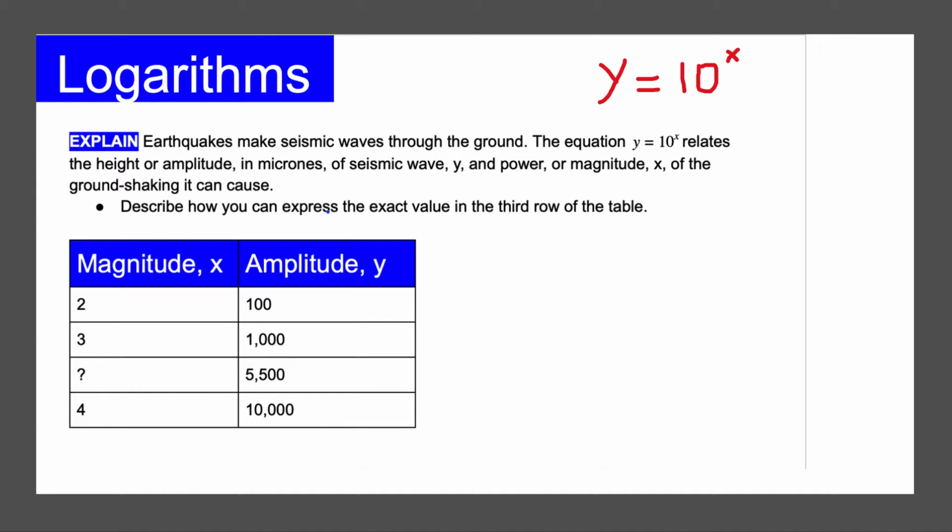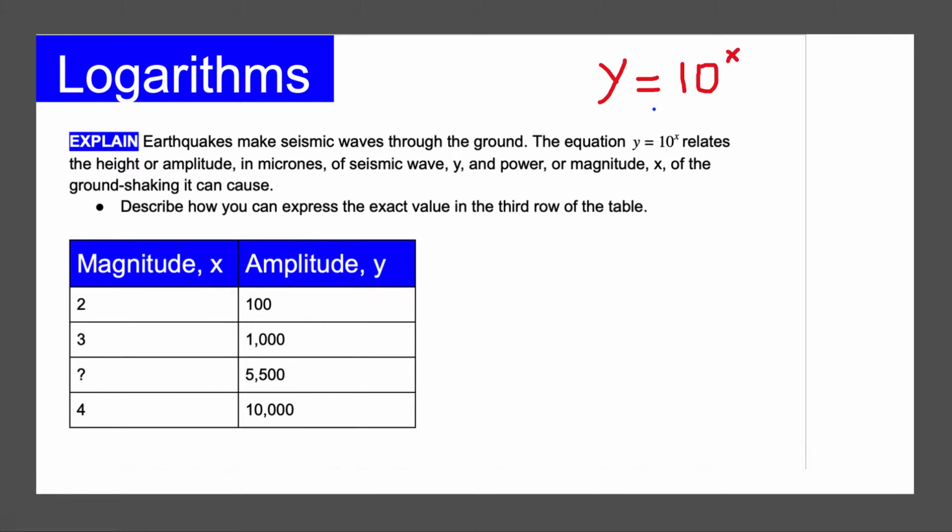Describe how you can express the exact value in the third row of the table. So the question is how we can find out the magnitude x here if we know the amplitude y is equal to 5500. Let me give a brief explanation about when the magnitude is 2. For example, if it's magnitude 2, 10 to the exponent 2 is 100. So that's what we have here.